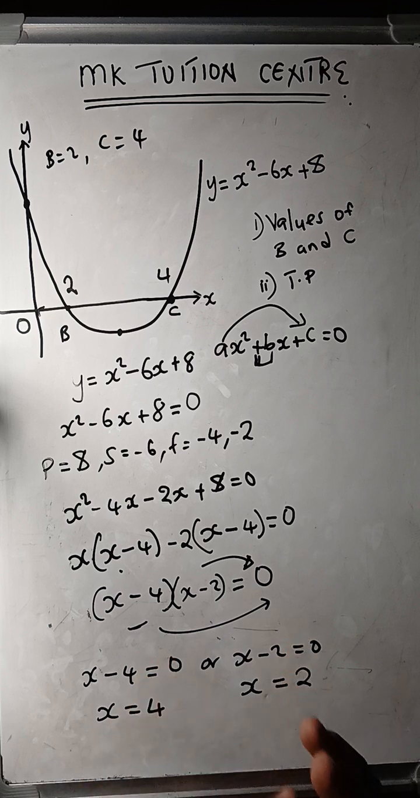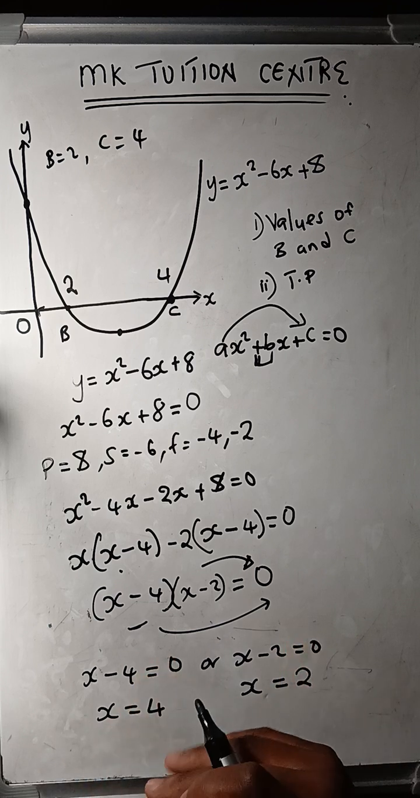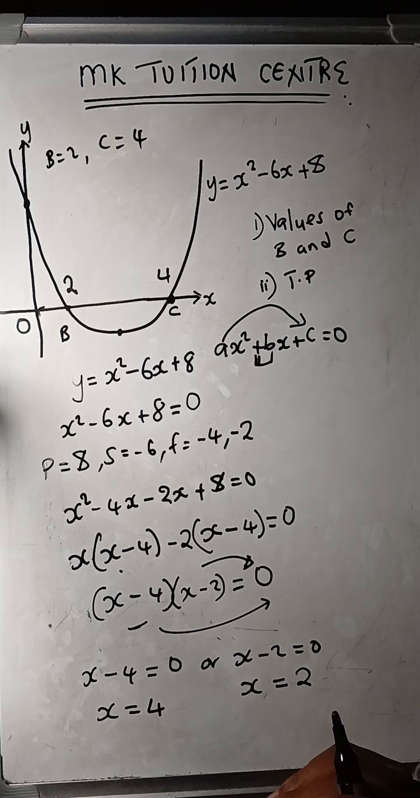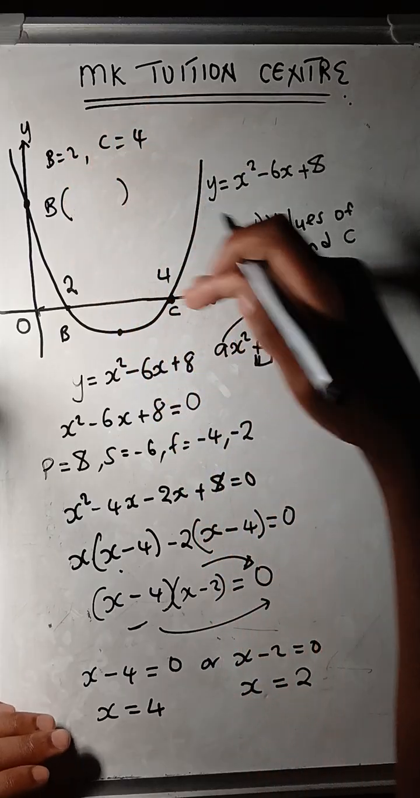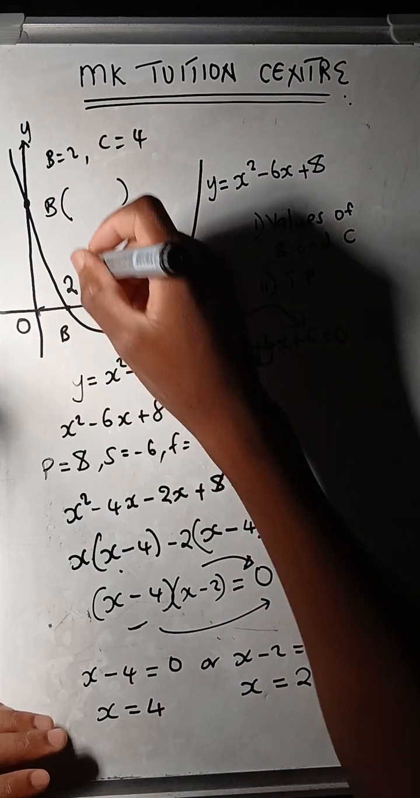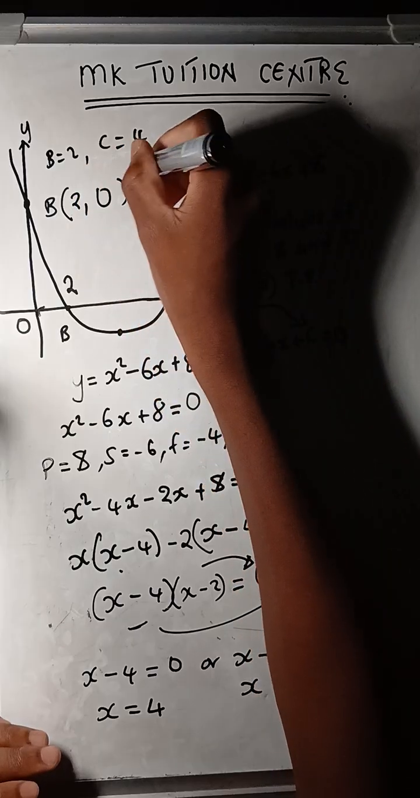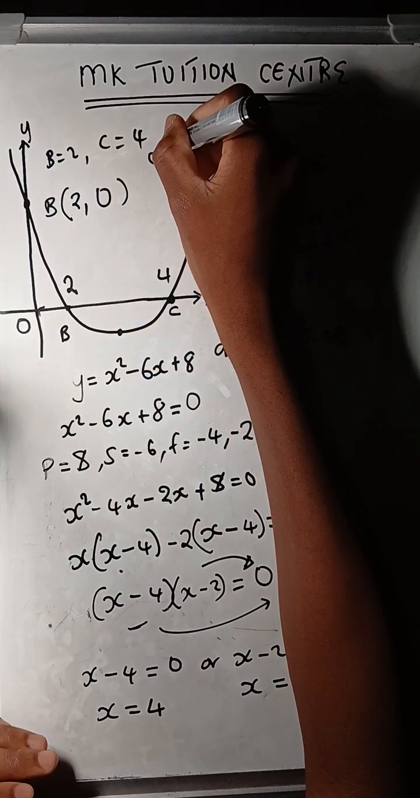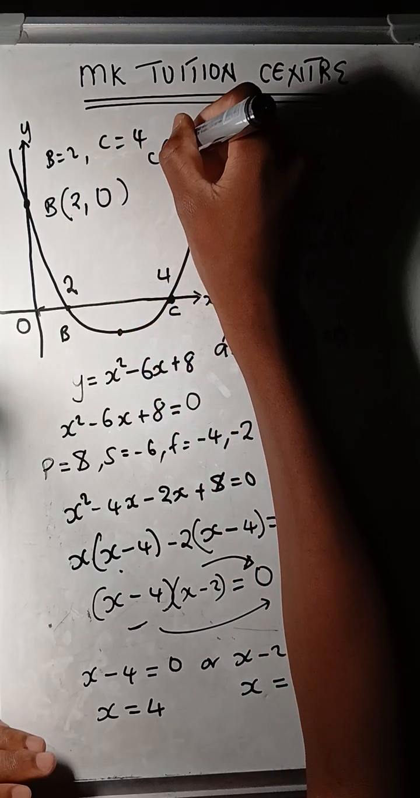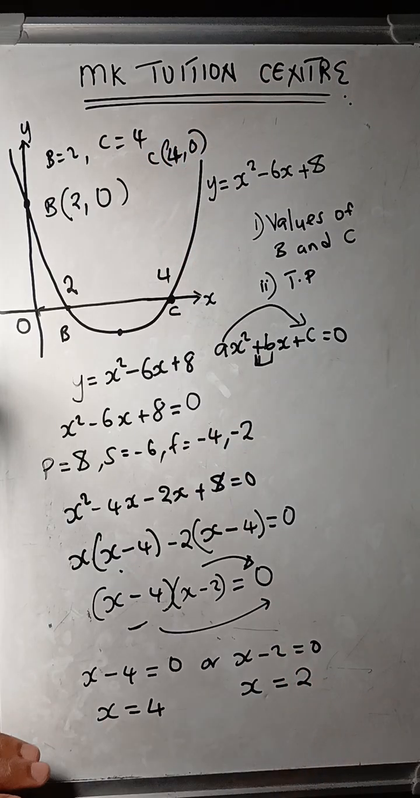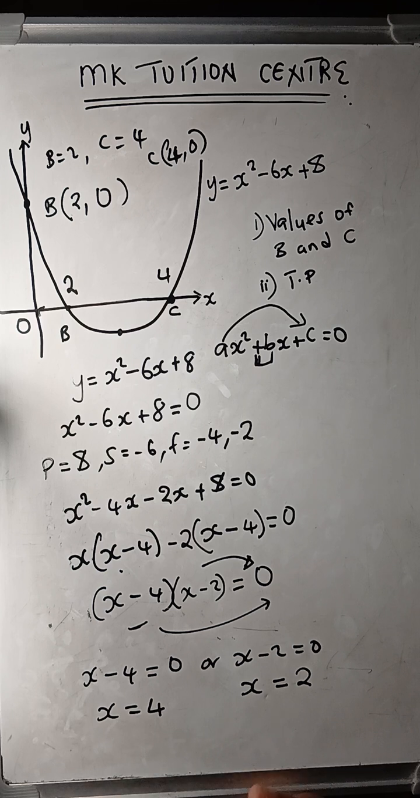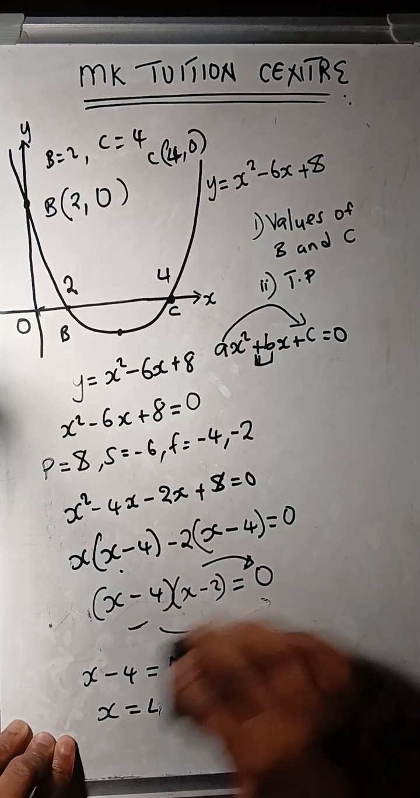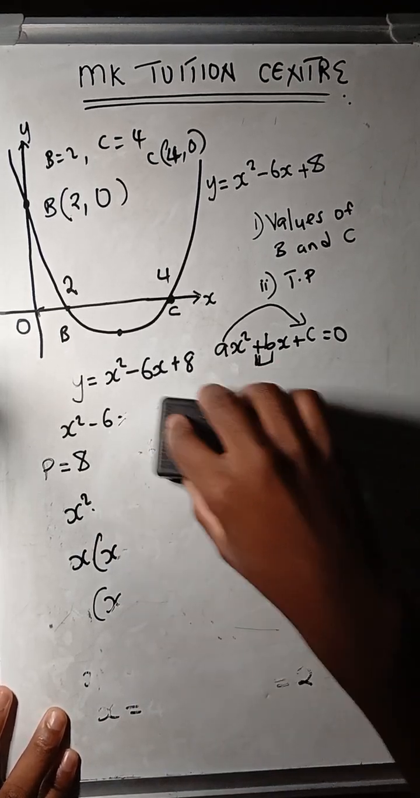If we're told to write our answer in terms of coordinates, we're going to say b. Remember, it is x comma y, and here the value of y is 0. So b here will be 2 comma 0. This one will be 4 comma 0. Okay, that is how it was going to be if they were asking for the coordinates for b and c. All right, so after that, let's move on to the second question, which says we need to find the turning point. Okay, so the turning point.